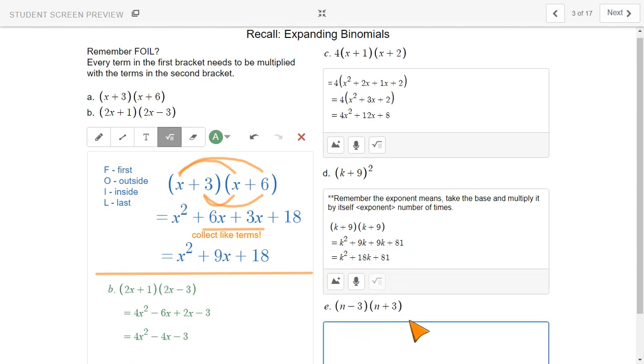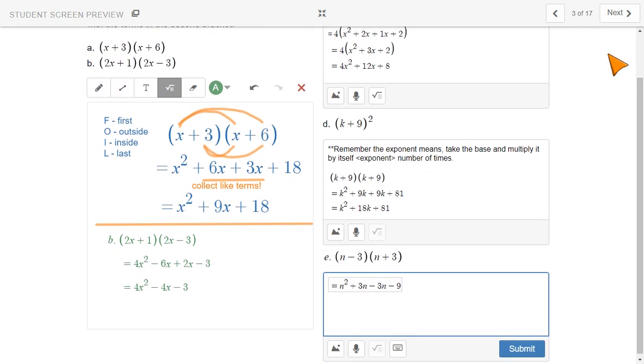Okay, last example. Let's expand it. We have n squared plus 3n minus 3n minus 9. Collect the like terms, n squared, 3n minus 3n. These two become a 0, so we don't need to write it. And we have negative 9.